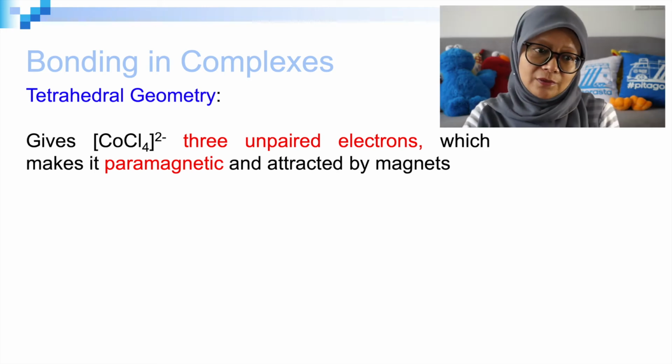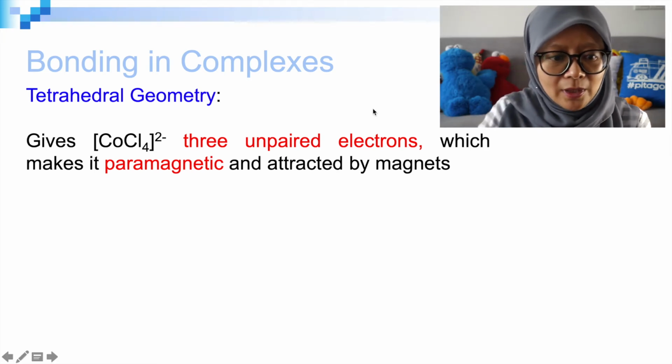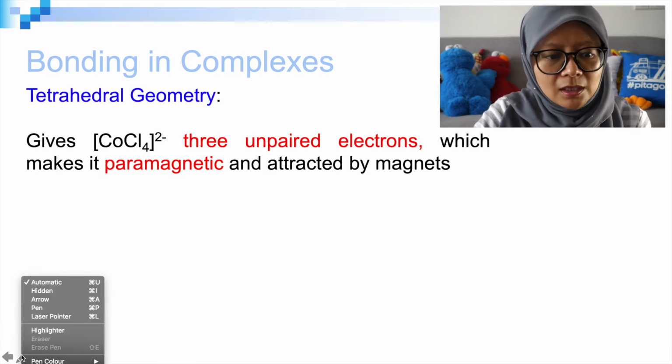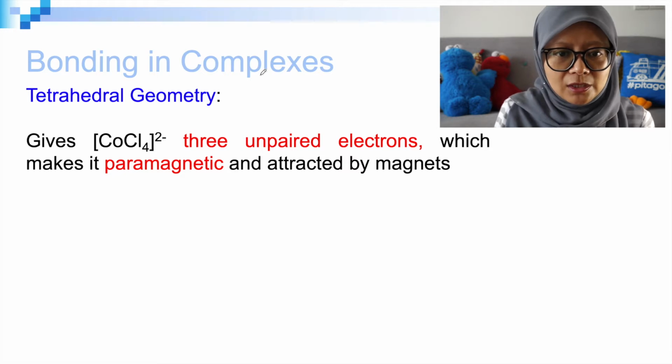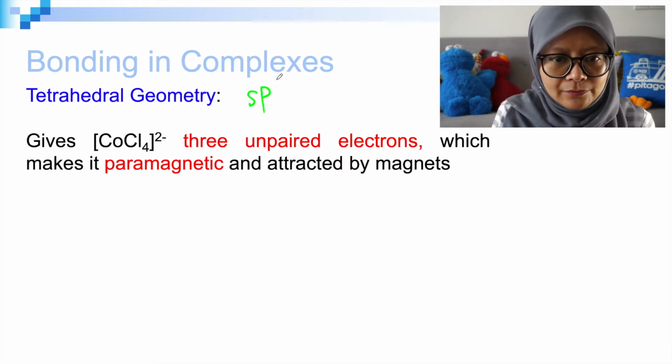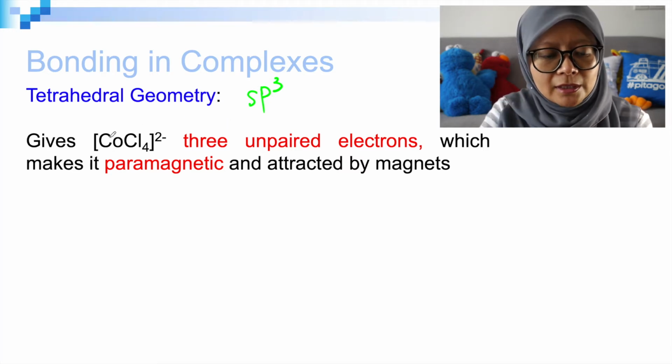Then for the first one, here we have the tetrahedral geometry, where you have the sp3 hybridization. This is where we have the overlapping between the s and the p orbitals.